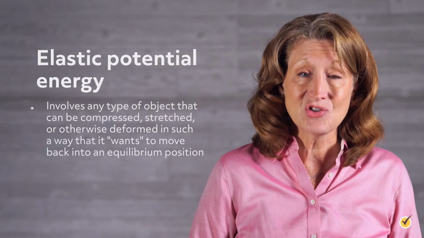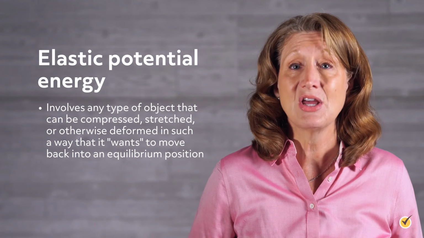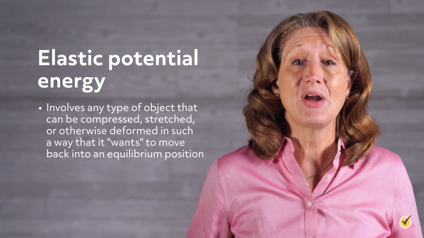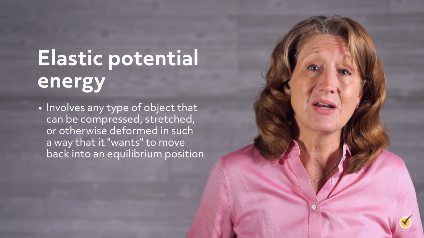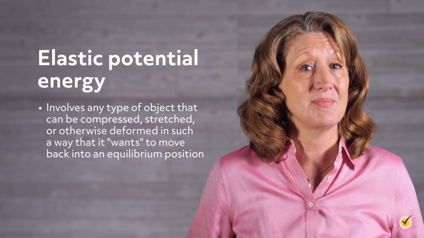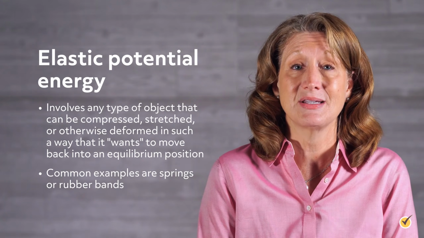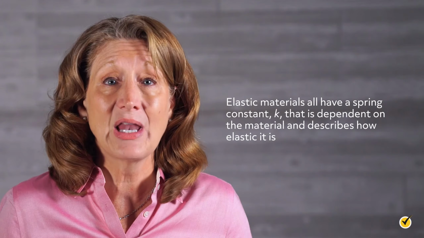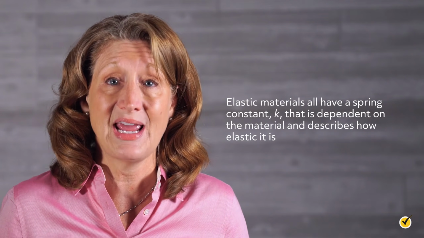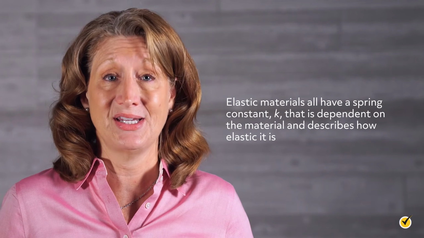Another type of potential energy is elastic potential energy. Elastic potential energy involves any type of object that can be compressed, stretched, or otherwise deformed in such a way that it wants to move back into an equilibrium position. Common examples are springs or rubber bands. Elastic materials all have a spring constant, k, that is dependent on the material and describes how elastic it is.